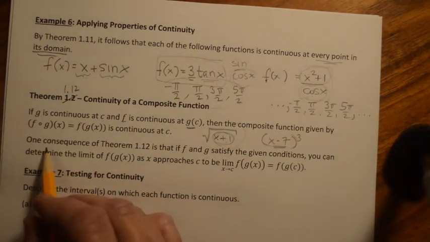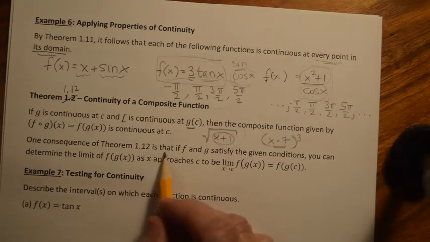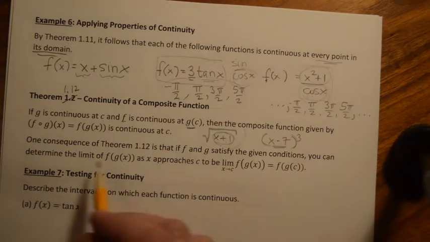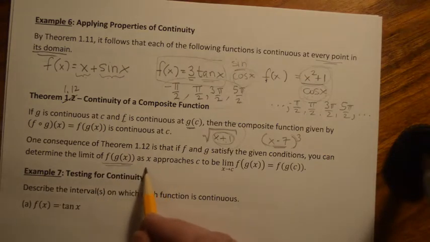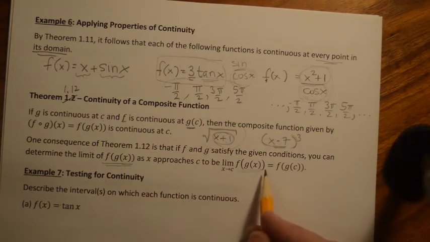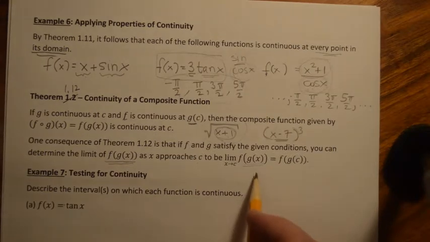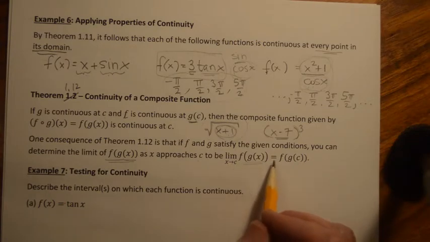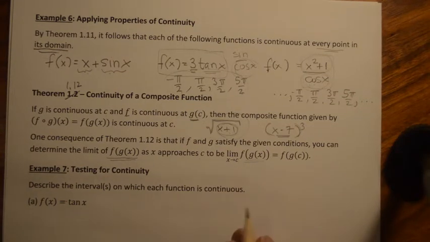All right. One consequence of theorem 1.12 is that if f and g satisfy the given conditions, you can determine the limit of a composition of functions as x approaches c to be the limit of the outer one. Again, I feel like we talked about something like this earlier, maybe in packet 1.3, I'm not sure. But the composition of functions still works when we take limits.